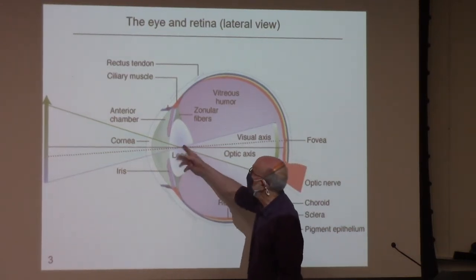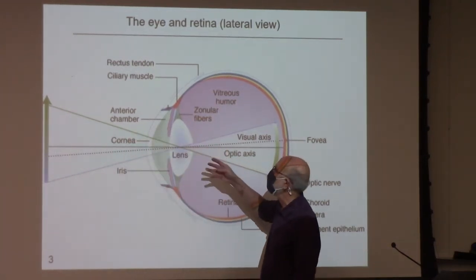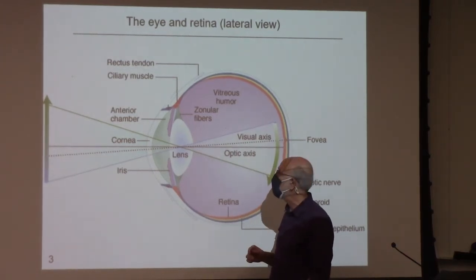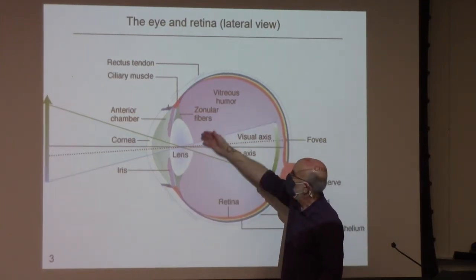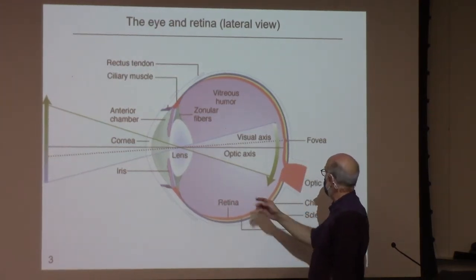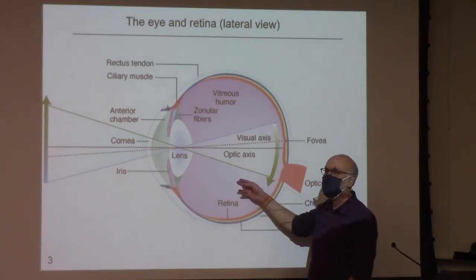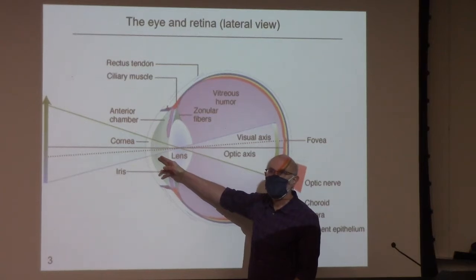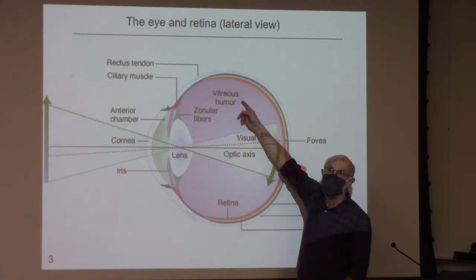Okay, the light goes through the lens. Physicists, if you took physics and did any optics, you know what happens with a lens. The image gets inverted, etc. We're not going to focus on physics. The light goes through the clear lens, and then through the posterior chamber, which for some reason is not labeled here. So there's the anterior chamber filled with aqueous humor, and the posterior chamber filled with vitreous humor.